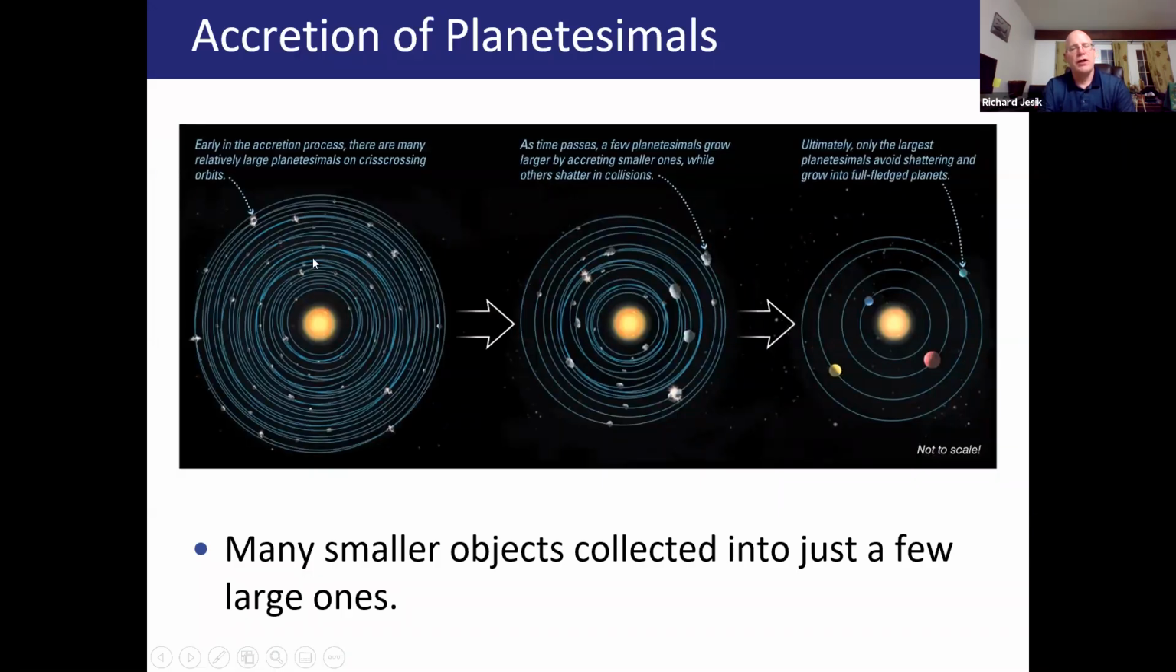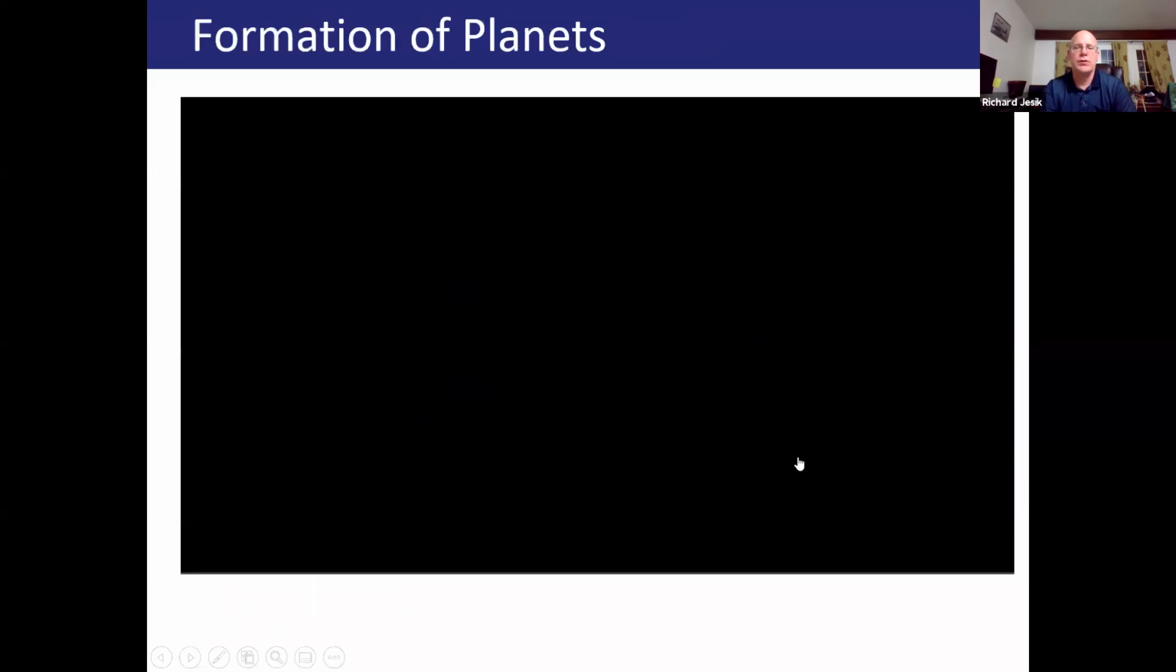So again, they start off smaller. As they clear their paths, the planets get bigger. So this is how we ended up with the 8 or 9 planets in our star system, in the solar system.